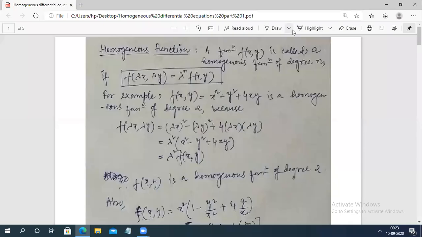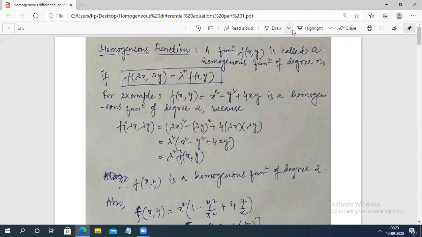Hello everyone. Today the topic of our discussion is homogeneous differential equation. Now to solve a homogeneous differential equation you should have a strong base on variable separable method. Before coming to our main topic, I would like to define what is a homogeneous function actually.